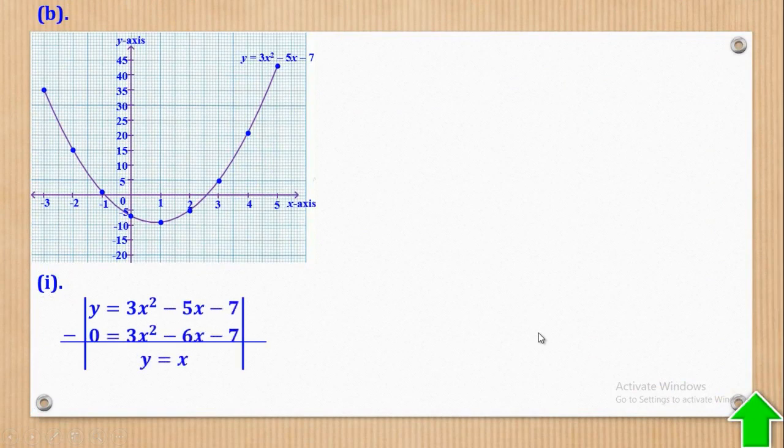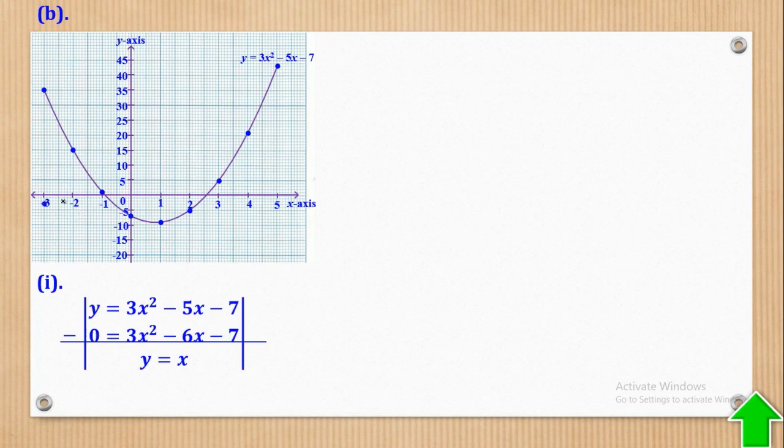So when you subtract, you shall come up with y equal to x. Because y minus 0 is y, this minus this cancels, but negative 5 minus negative 6 gives you positive 1. That is why there is x there. This and this cancels. So that means that we have to draw the line of y equal to x, and the intersection will be the roots.